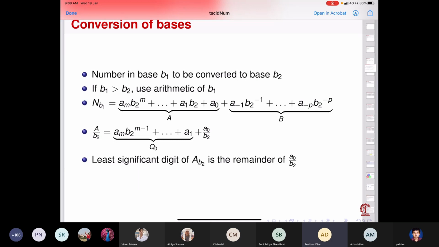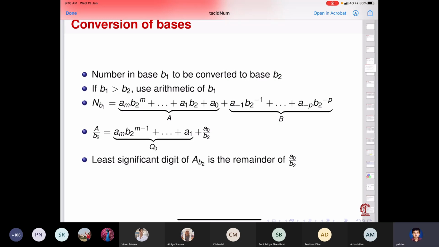Okay, sir. Yes, sir. So if B1 is decimal and B2 is binary, the left hand side is the decimal number, the right hand side is the binary representation. Okay. So B2 is 2, B1 is 10.